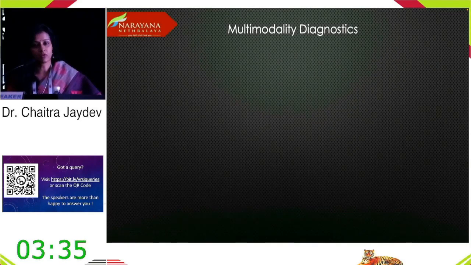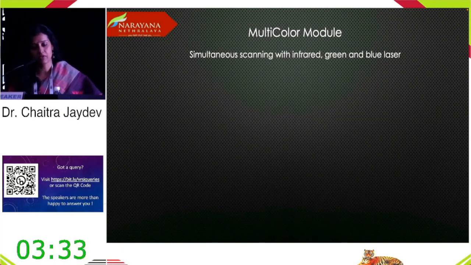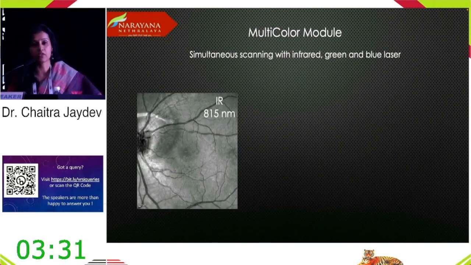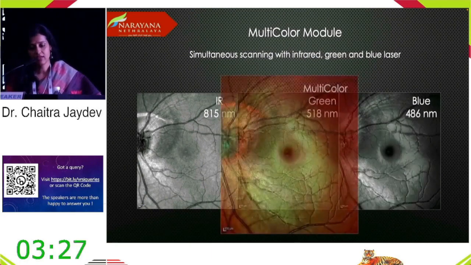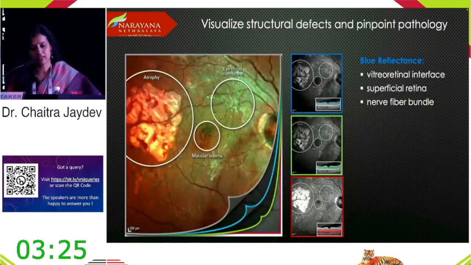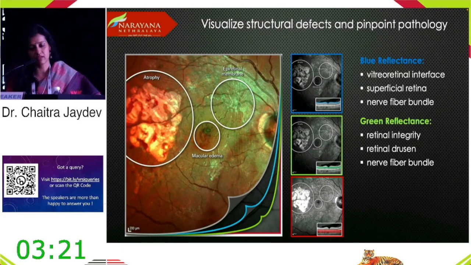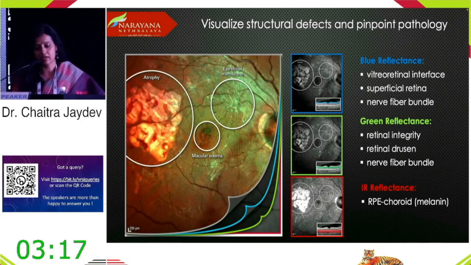So we have multimodal diagnostics, but we're only looking at multicolor imaging now, because it allows simultaneous scanning with infrared, green and blue laser. It gives us a composite image like this. The blue reflectance gives us more vitreoretinal interface diseases, green gives us the retinal integrity, and the IR gives us the RPE, the choroid and the melanin. So we are able to get a lot of information with one imaging modality.